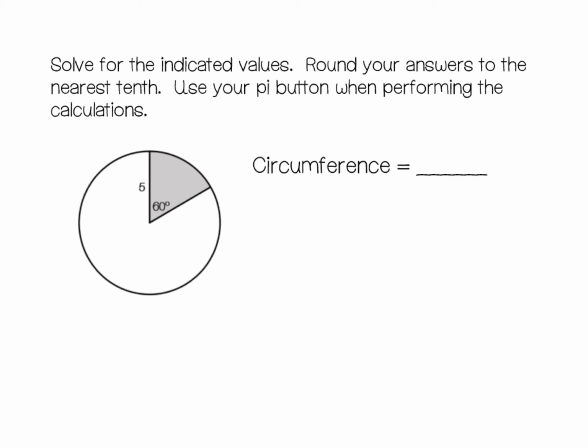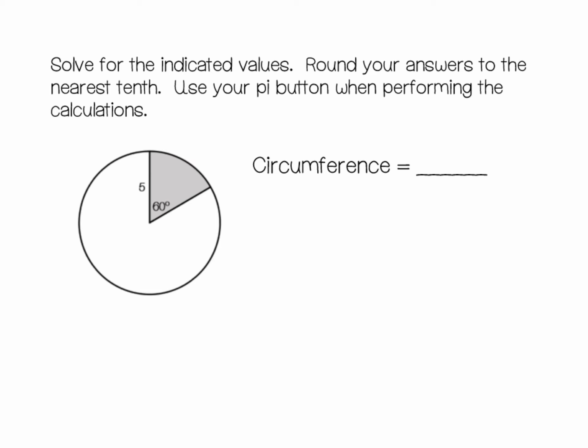So here we have a circle. It says solve for the indicated values. Round your answers to the nearest tenth. Use your pi button when performing the calculations. So as you can see in this picture here, our central angle is 60 degrees and it has a radius of 5.